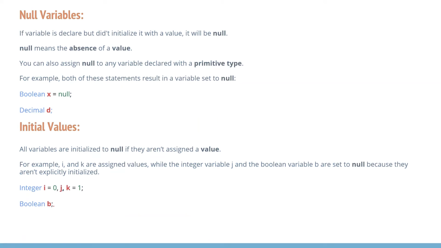Null variables: if a variable is declared but not initialized with a value, it will be null. Null means the absence of a value. You can also assign null to any variable declared with a primitive type. For example, both of these statements result in a variable set to null, because we have declared x as null and decimal d we have not initialized. That's why the value of d will be null.